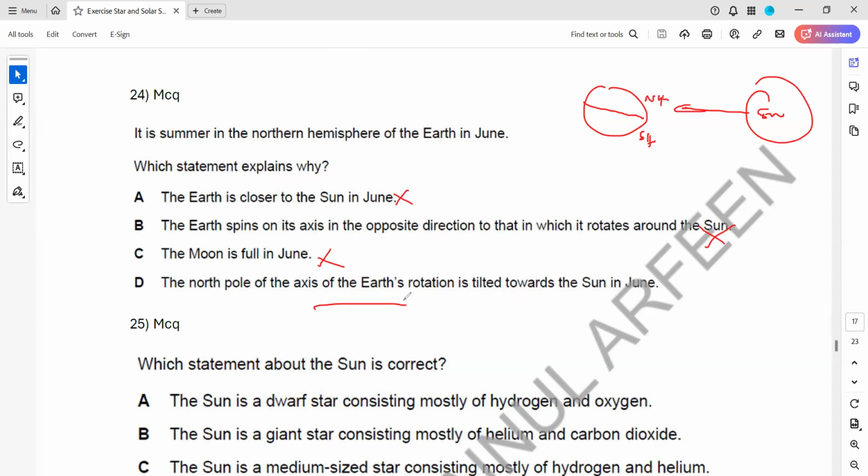The North Pole is tilted towards the sun. That's why the northern hemisphere receives more energy than the southern hemisphere. So it will experience summer in the month of June.